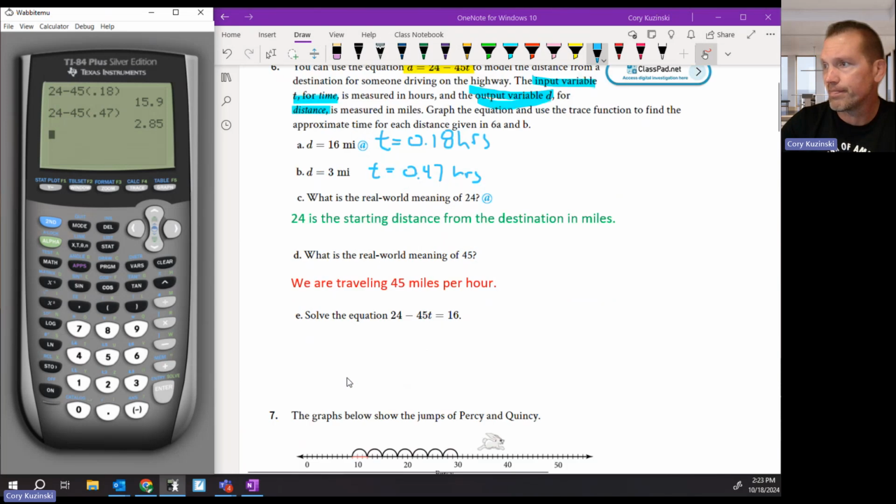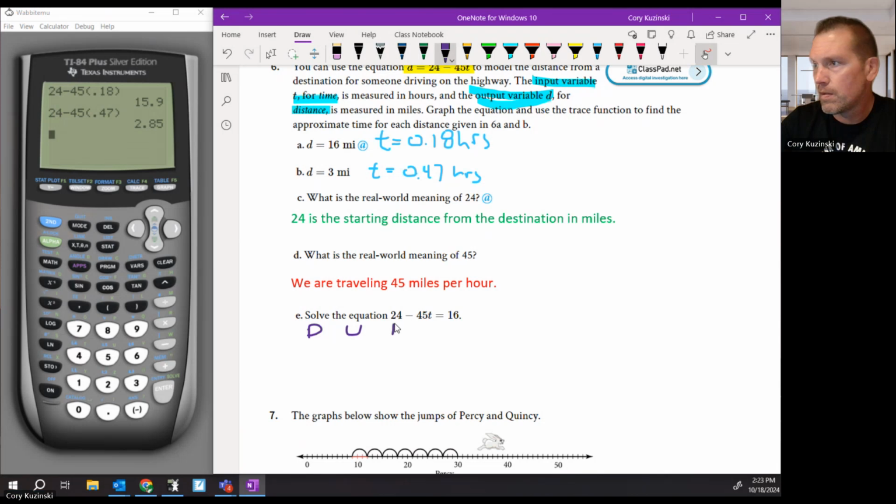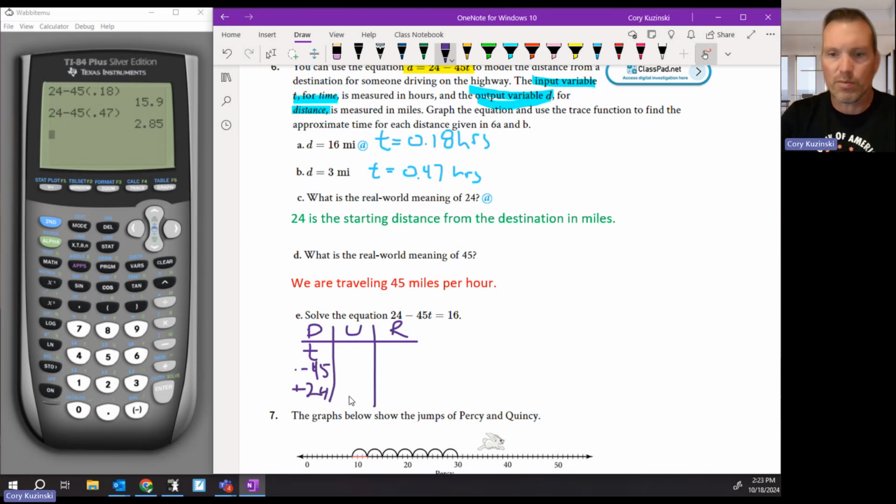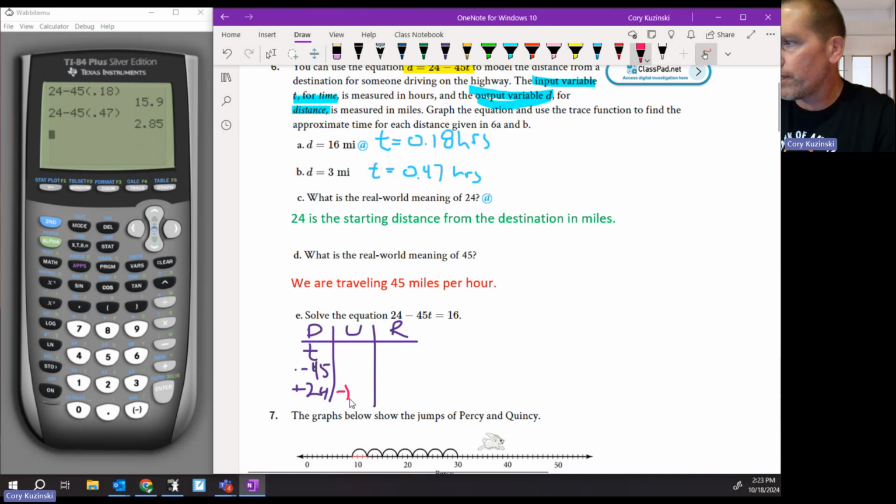All right, solve this equation. I mean, we already did. It's 0.18 hours, that's the solution, but we could do it with a dir table to make sure. So let's do dir table. We're going to pick t, multiply it by negative 45, and then add 24 to it. How do I undo that? I'm going to subtract 24, and then divide by negative 45.